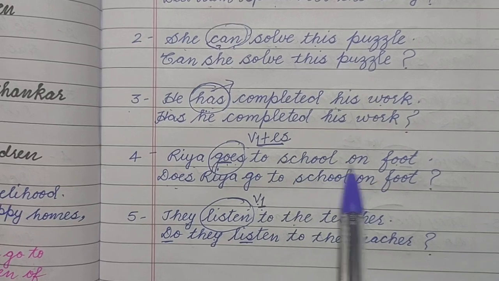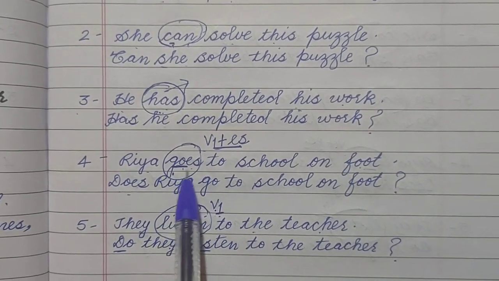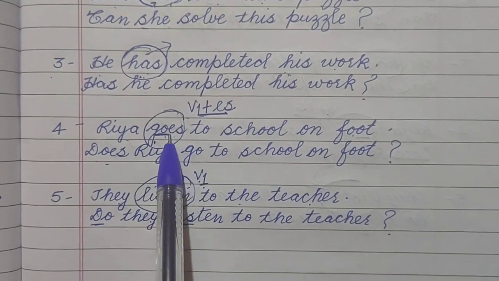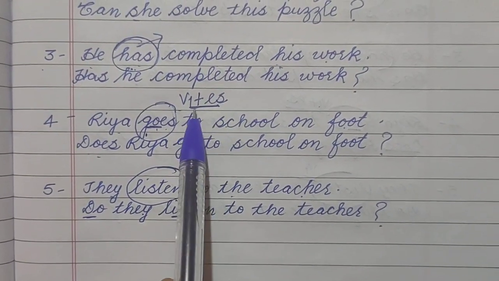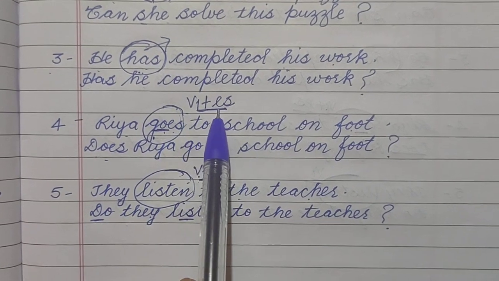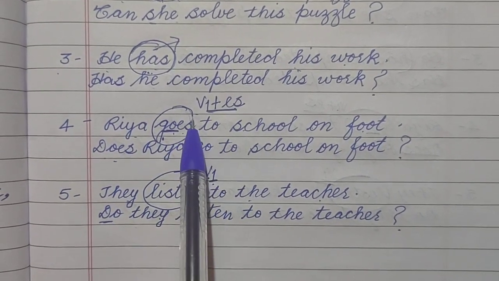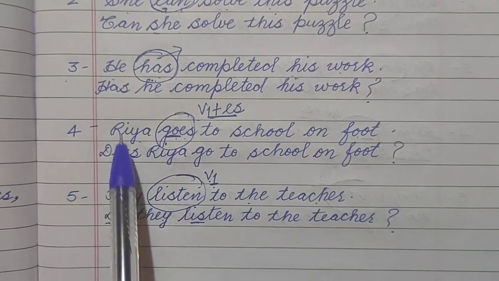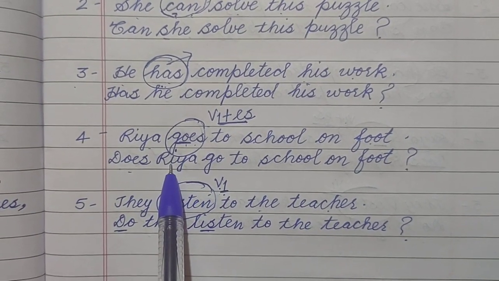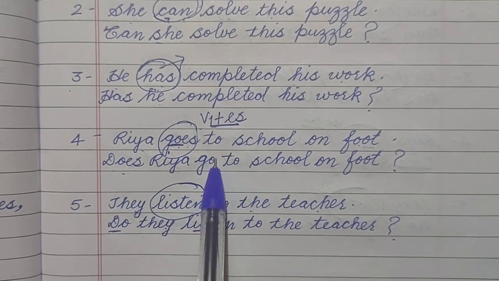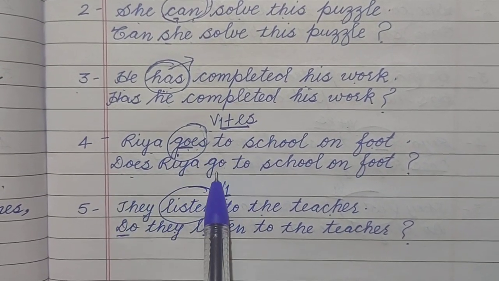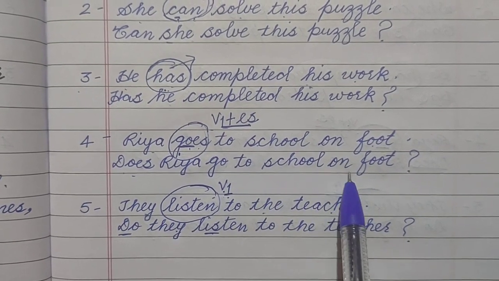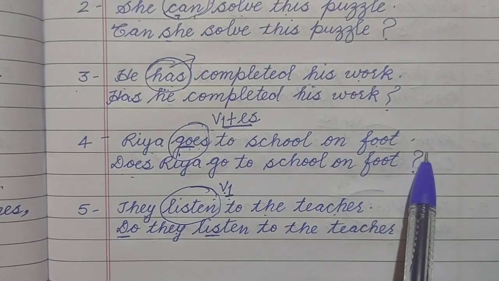Now look at next one. Ria goes to school on foot. We have to check the verb first, that is goes. Goes means V1 plus ES. If V1 plus S or ES is there, it means does is hidden. So first we have to write down does. After it the subject Ria, and after Ria the main verb. With does we have to write down the first form, that is go. After that rest words to school on foot, then question mark.